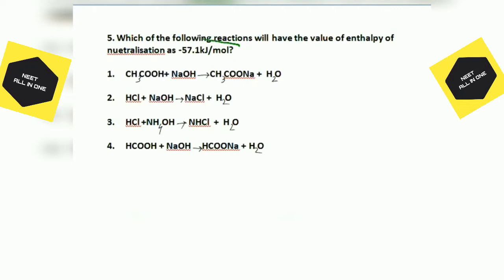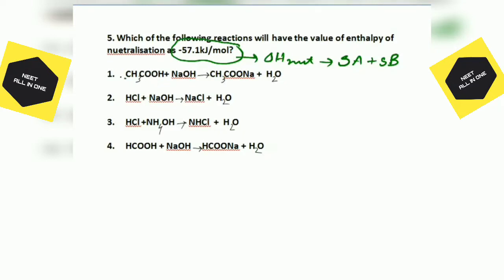So I have told you that this value is called del H neutralization, and it comes to minus 57.1 kilojoule for a strong acid plus strong base reaction. Only for this criteria, that both of them are strong, this value comes minus 57.1 kilojoule per mole. So we have to find out in this question which of them will be strong acid and strong base.